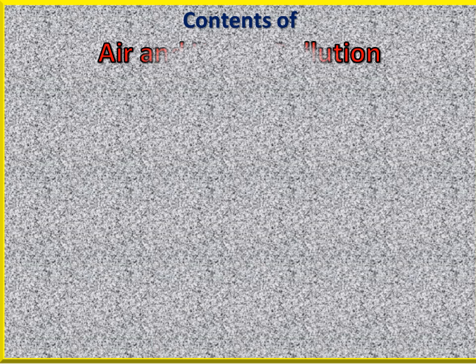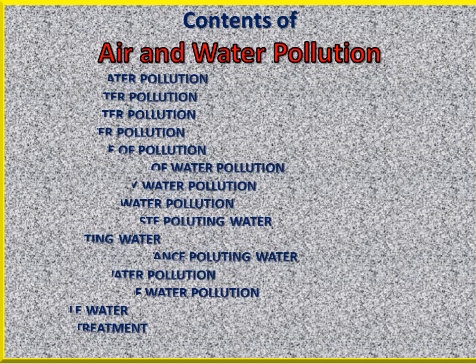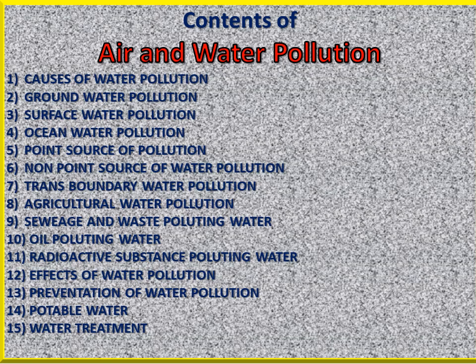Contents of air and water pollution. Now, the first is causes of water pollution, second, groundwater pollution, third, surface water pollution, fourth, ocean water pollution, fifth, point source of pollution, sixth, non-point source of water pollution, seventh, transboundary water pollution, eighth, agricultural water pollution, ninth, sewage and waste polluting water.